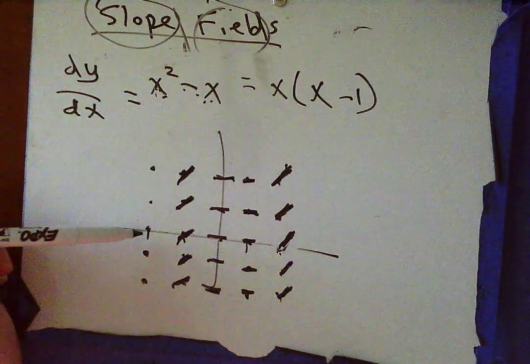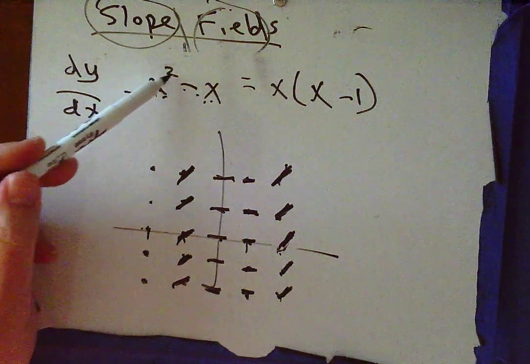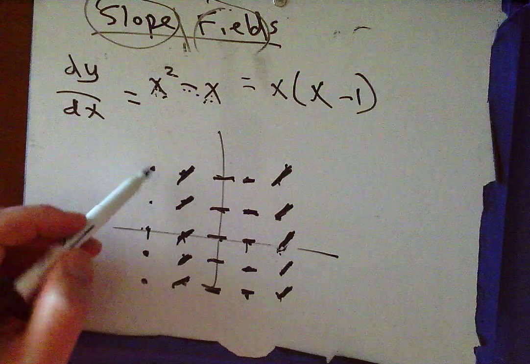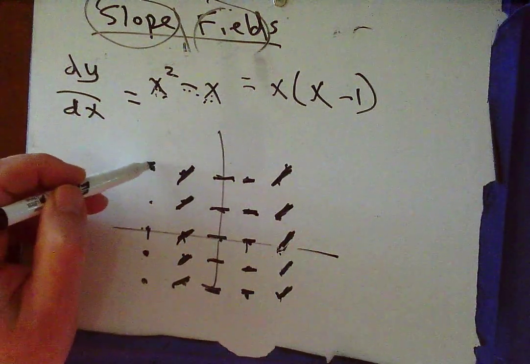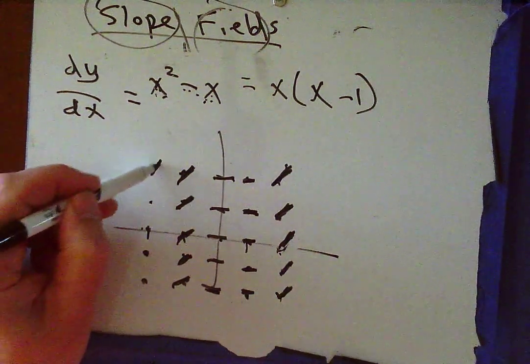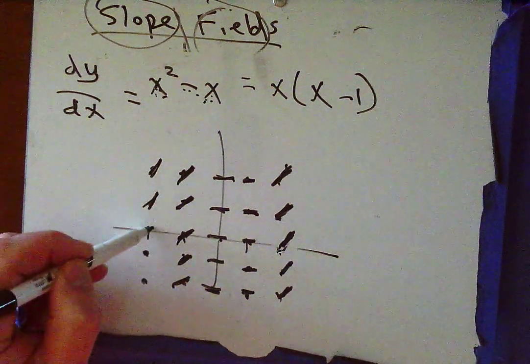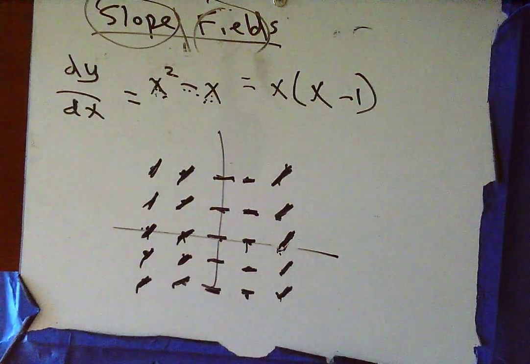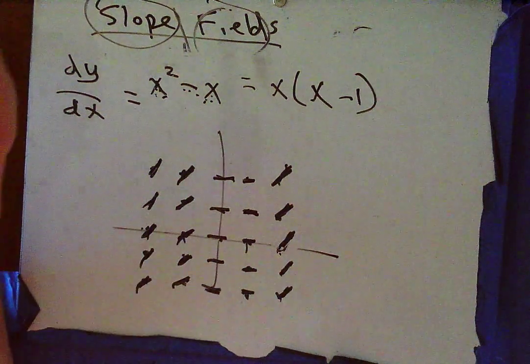And if I plug in a negative 2, I'm going to have positive 4 minus a minus 2, which is plus 2. So 4 plus 2 is 6. Very steep slope over here. All right. Now, do you see it?